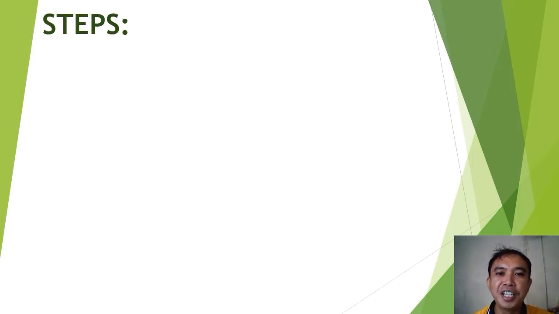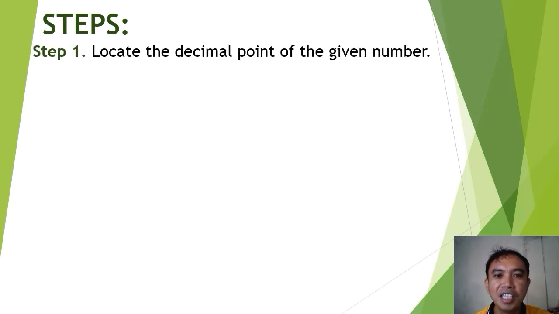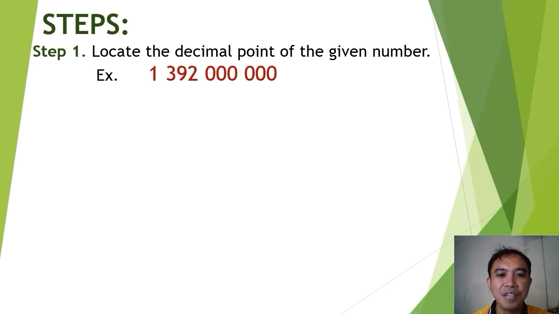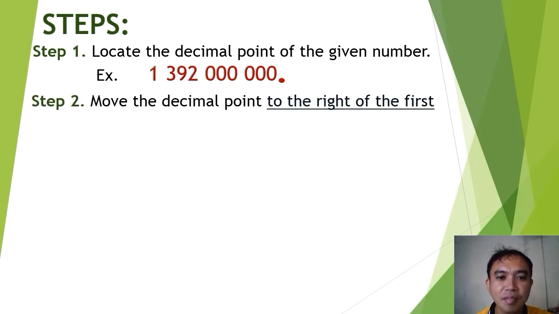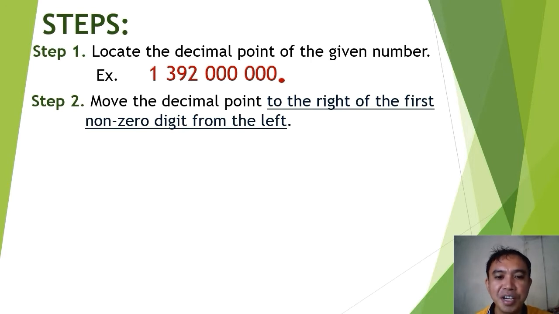Now, in writing an ordinary number in scientific notation, there are 4 simple steps that we can follow. Are you ready? Let's start. First is locate the decimal point of the given number. In our example, our given is 1,392,000,000. Now, if the given number is a whole number and has no decimal point indicated, place a decimal point beside the last digit at the right. So in this case, the last digit at the right is 0, and we will place a decimal point beside it. Right there.